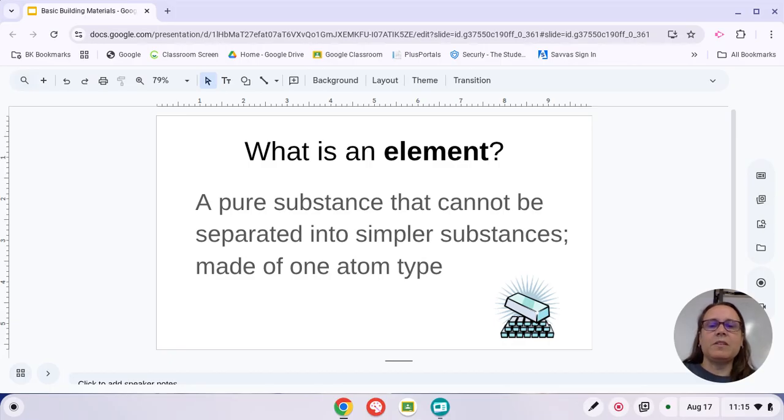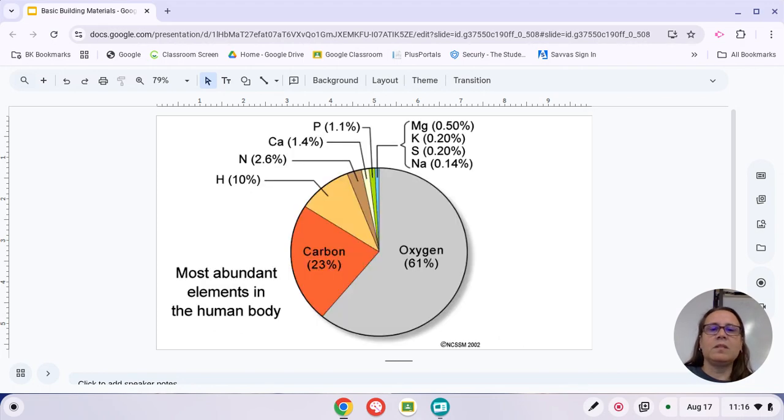What is an element? It is a pure substance that you can't separate into anything more simple. You can't make it any smaller. It's all one atom type. It's all uniform, and you can't break it down into anything more simple. It's all made of the same type of atom. So if you have silver, silver is an element. Pure silver contains only silver atoms.